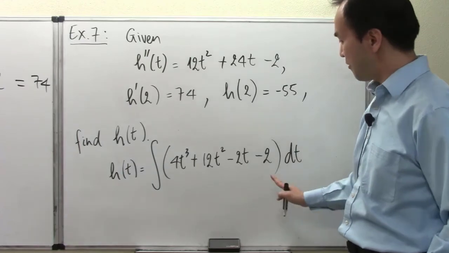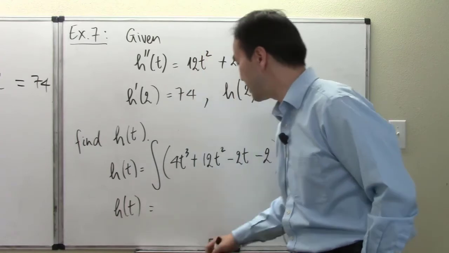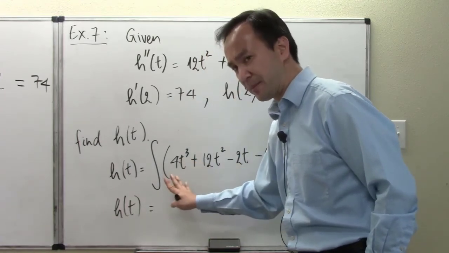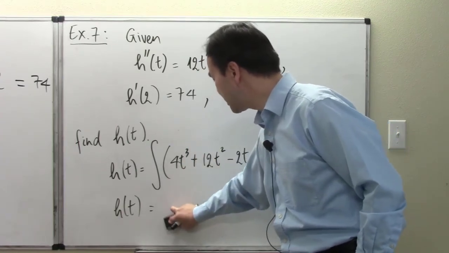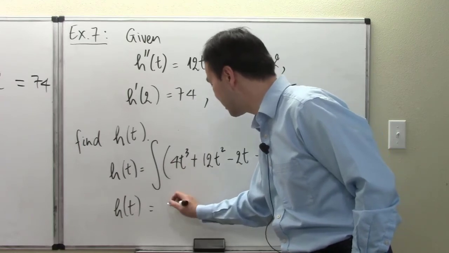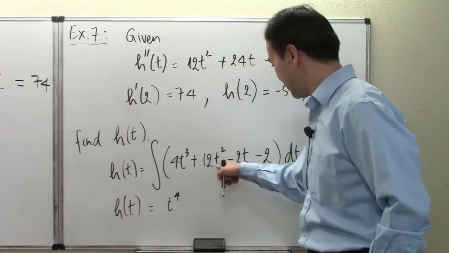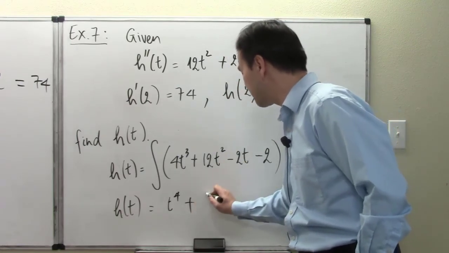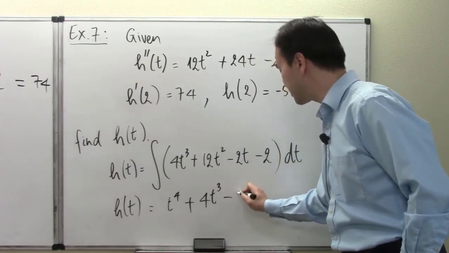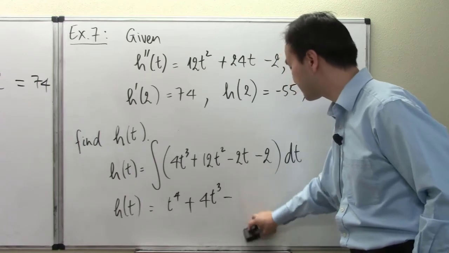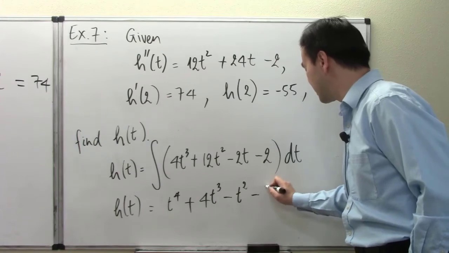All right, so the general antiderivative for this is going to be, allow me to start picking up pace a little bit. 4t cubed, simplifying the coefficient, I'm looking at t to the 4th for the first term. Then the next becomes 4t cubed, and that becomes a minus t squared. And this last term here is a minus 2t.